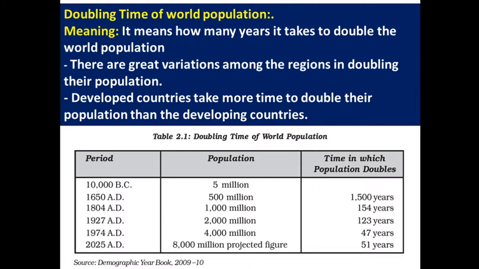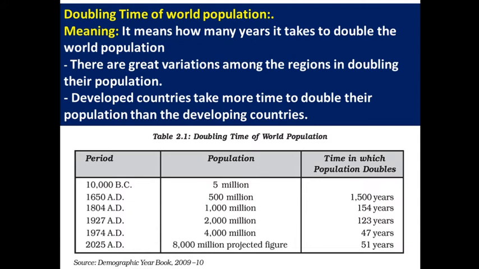For example, in European countries, it takes 100 years to double their population. In contrast to that, in some of the Asian and African countries, it takes 50 to 60 years to double their population. So there is a great variation among the regions in doubling their population. Generally, developed countries take more time to double their population as compared to developing countries.